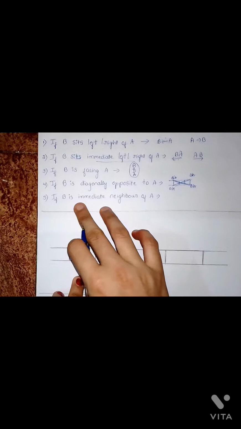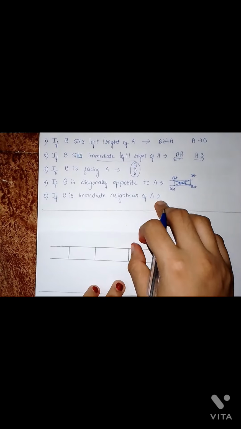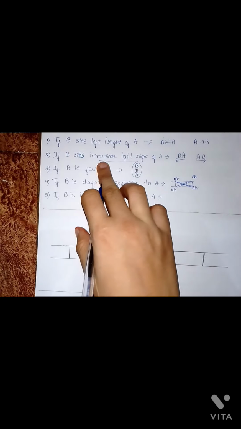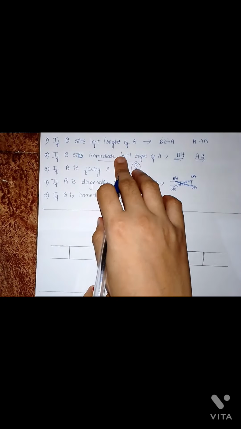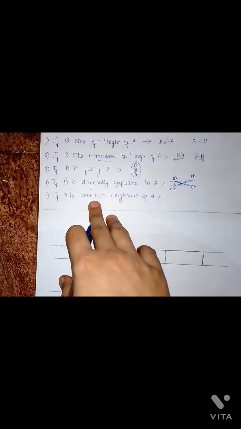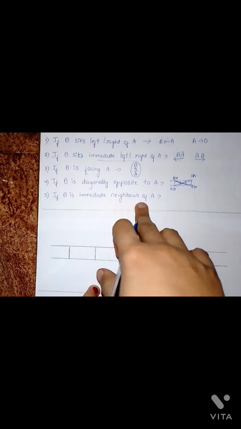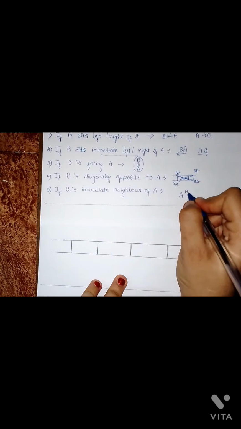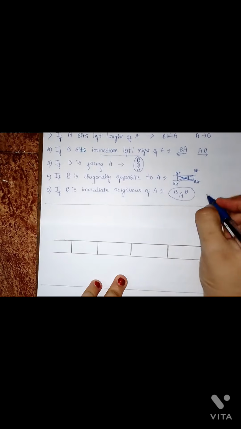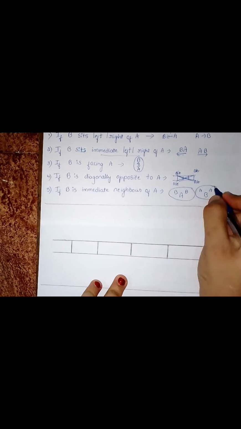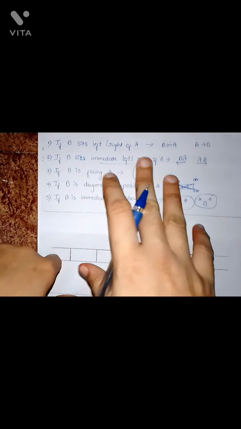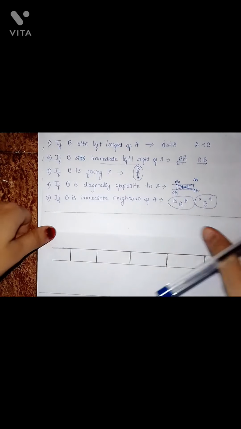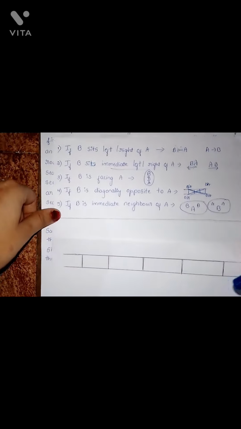Next, if B is immediate neighbor of A, here you have to know the difference. Immediate left or right means they mention left or right, but if B is immediate neighbor of A, it means either left or right. That's why we have to represent it like this or like this. You have to know this basic concept. I hope you are all understanding what I am telling. Next, we go to the question.